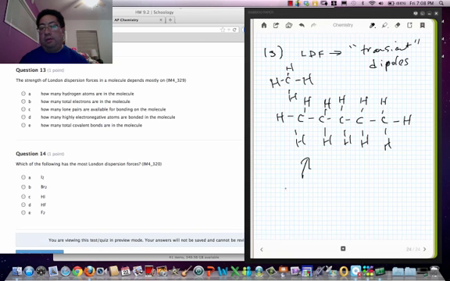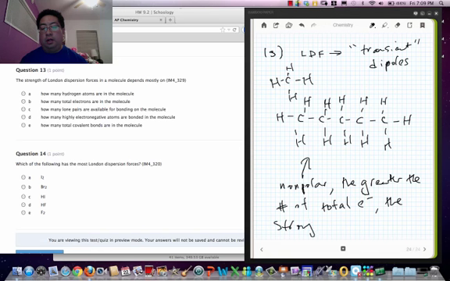This is because there are more electrons in this structure than there are in the other one. So the general rule of thumb is this: for nonpolar molecules, the greater the number of total electrons, the stronger the London dispersion force, LDF.